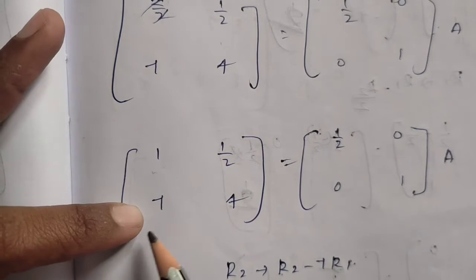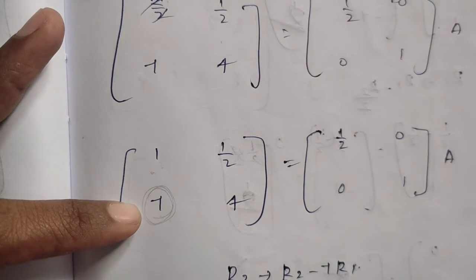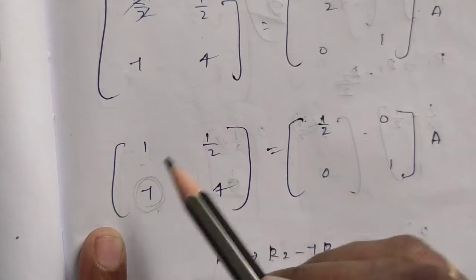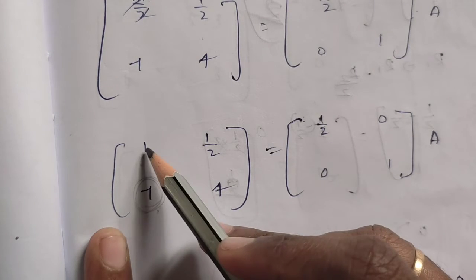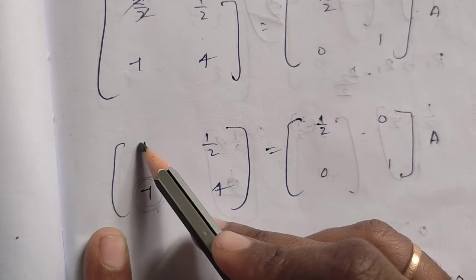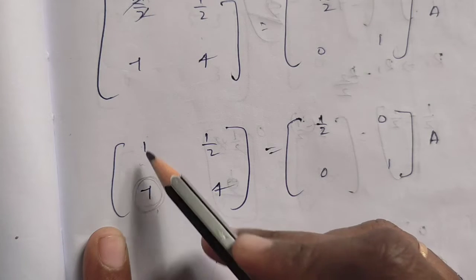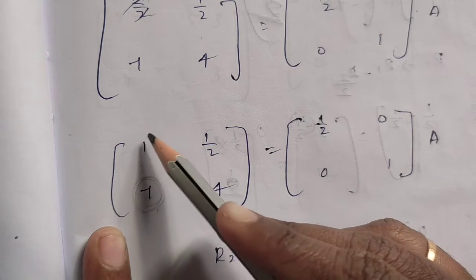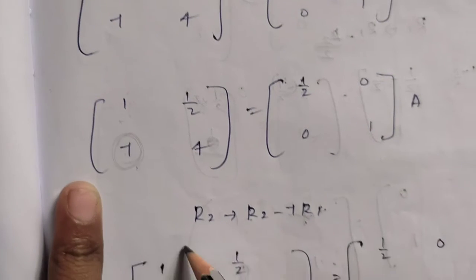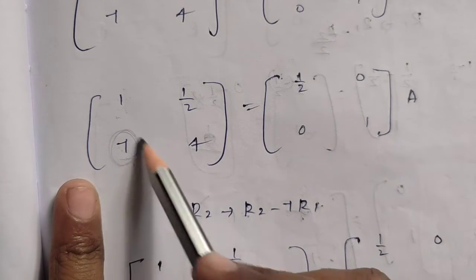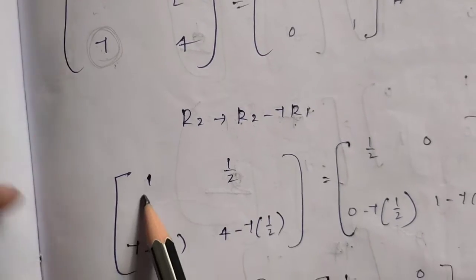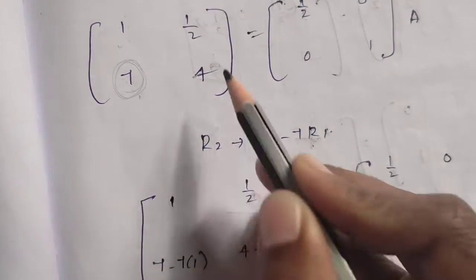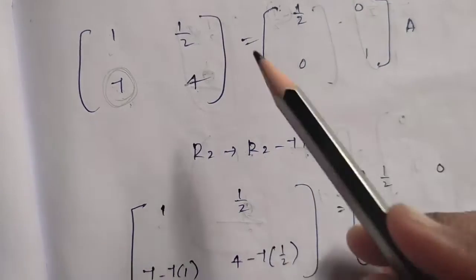The second step, we should make this element 0. To make this element 0, we should get help from our R1. So to make this 0, we can multiply R1 by 7 and subtract it. 7 minus 7 will give us 0. So R2 minus 7 into R1. So R2 tends to R2 minus 7 R1 will make this element 0. So keep R1 as it is, only R2 gets changed. 7 minus 7, 4 minus 7 into 1 by 2.